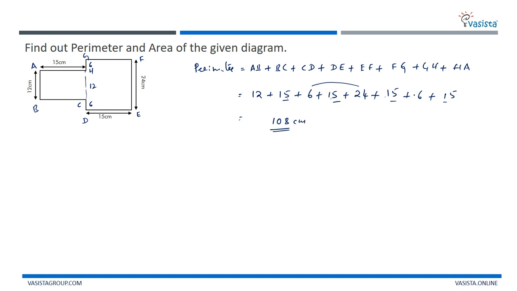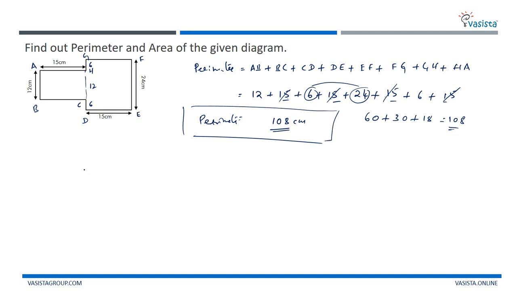Again, you can check it out. 15, 15, 15, 15, how much is that going to be? 15 fours are 60. That is 60. 24 plus 6 is 30, plus the remaining number, 12 plus 6, 18. It is nothing but 108. Now, we need to find the area, right? The perimeter of this diagram is 108.